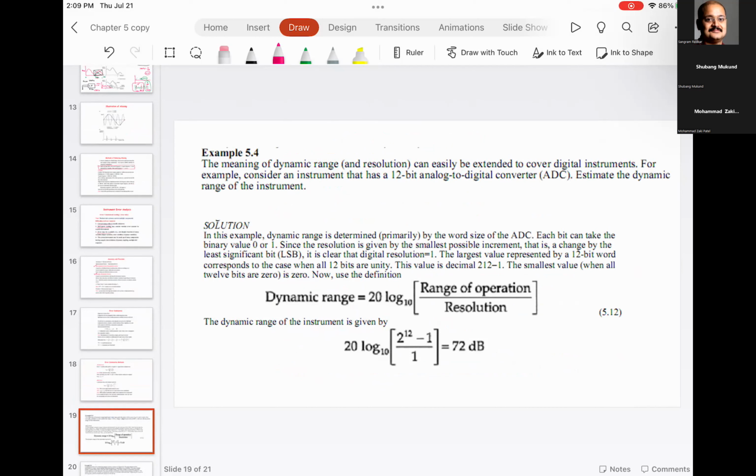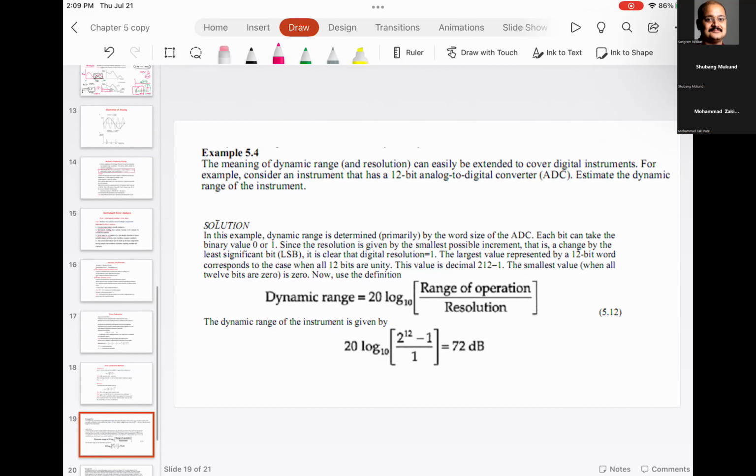Now, dynamic range is basically, let me take a very simple example. This example comes from the textbook. But before I start solving the example, I want to ask you if there are any questions on the material that we discussed so far.